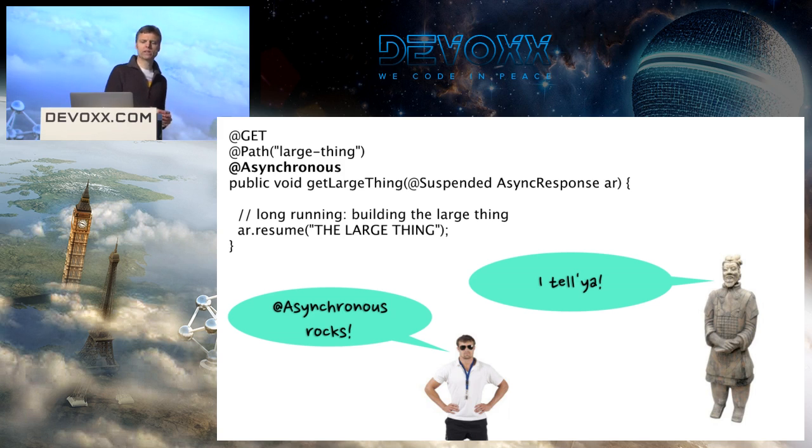An interesting aspect is the combination with the EJB 3.1 asynchronous annotation, because here you don't need to explicitly create a new thread because the container is doing this for you anyway. So you can apply this pattern where you annotate with @asynchronous, pass in the suspended asynchronous response, and then you don't need the additional thread creation code. It's being done in the background for you anyway.